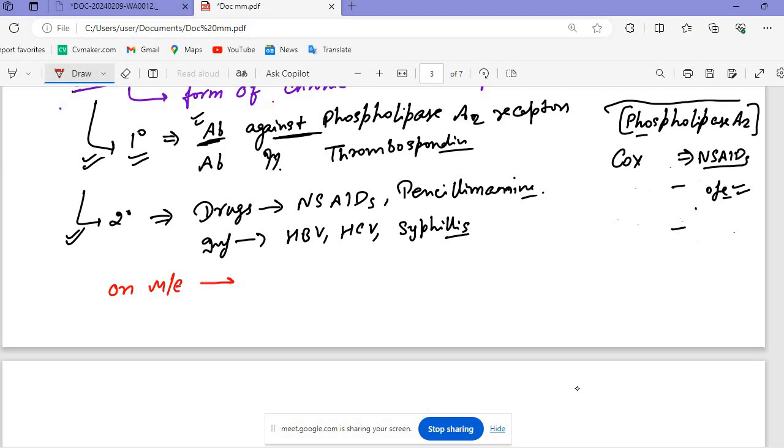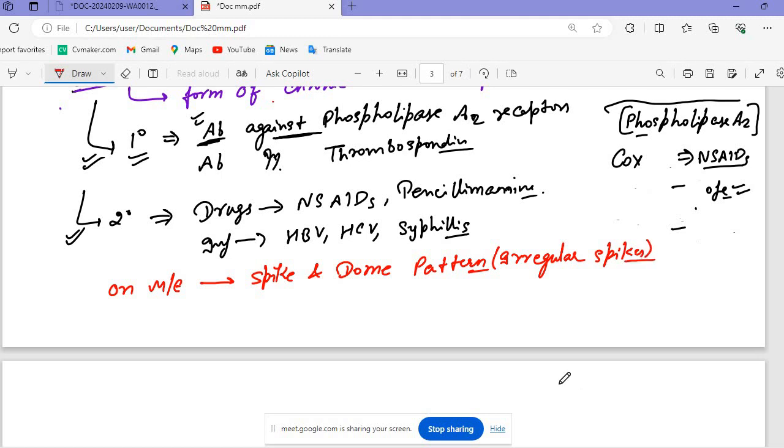On microscopy we will see spike and dome patterns. There are irregular spikes from the basement membrane. Irregular spikes can be there.